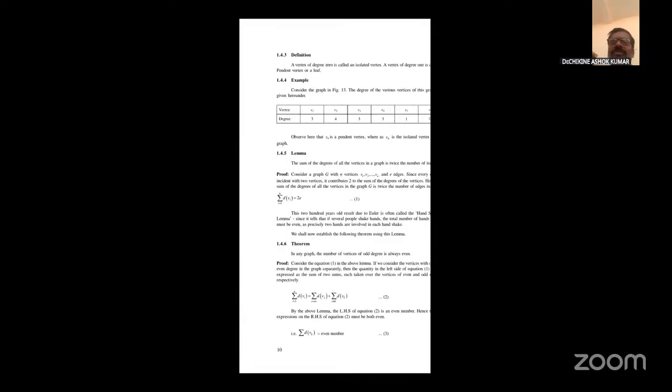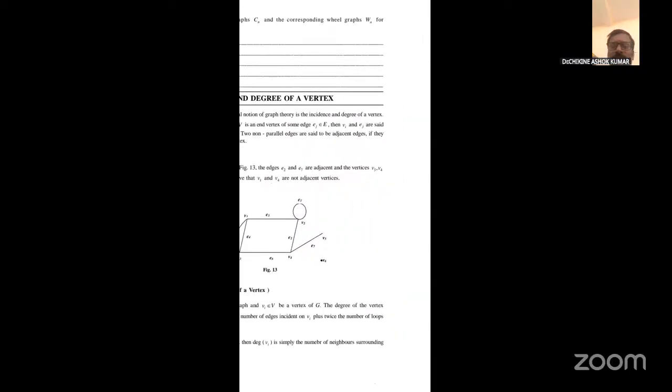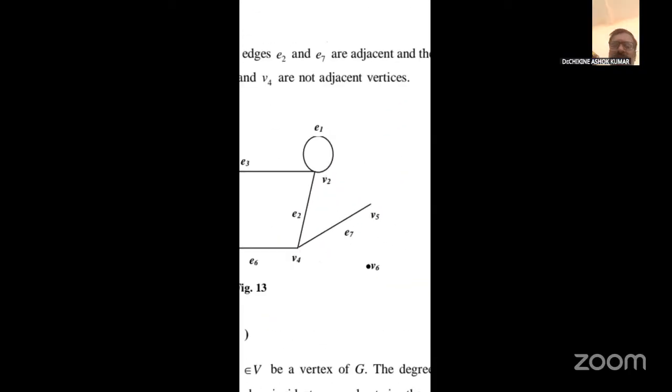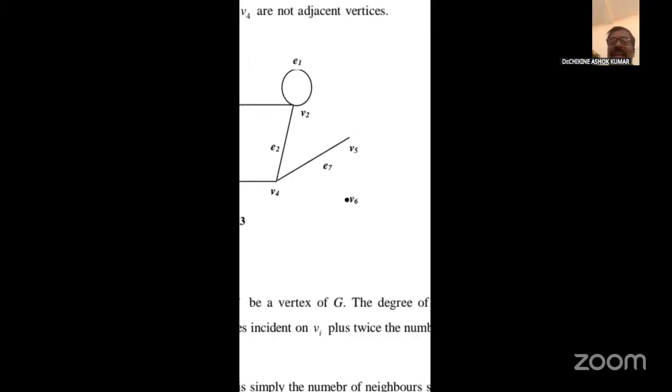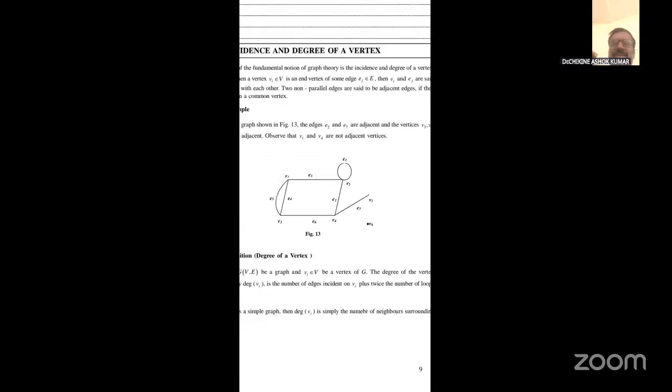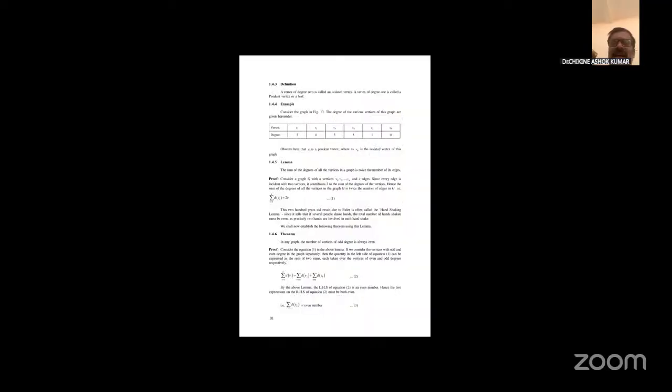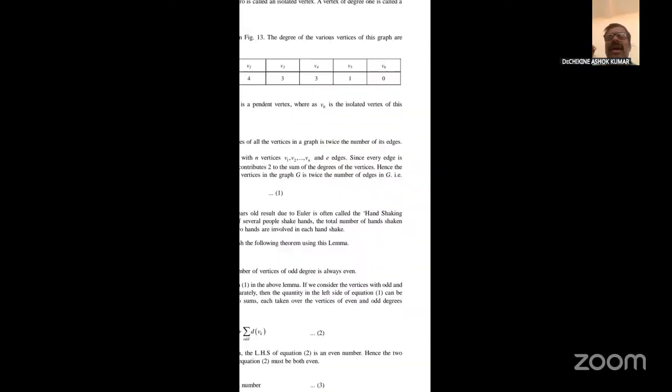V5 has only one single edge, that is E7 only. Whereas V6 is an isolated vertex. Why? Because it does not have any connectivity, or it does not have any edges. So V6 has zero edges.